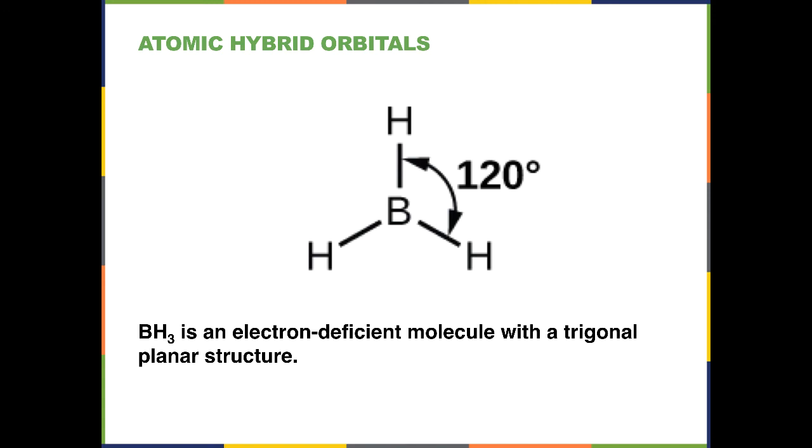And so when boron binds with hydrogen, each of these sp2 orbitals bonds with the 1s electron of hydrogen and forms a trigonal planar structure, BH3, with a bonding angle of 120 degrees.